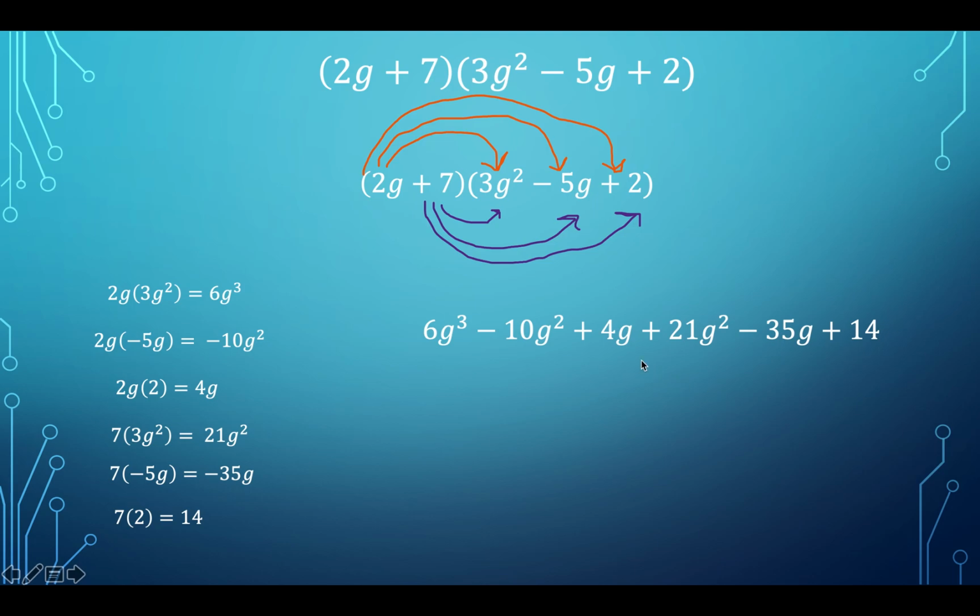Now I write this all out, and I just start combining my like terms. My like terms here are negative 10g squared and 21g squared. Negative 10 plus 21 will give me 11. And then we have 4g and negative 35g. So 4 minus 35, I'll get negative 31g. So my final answer is 6g cubed plus 11g squared minus 31g plus 14.